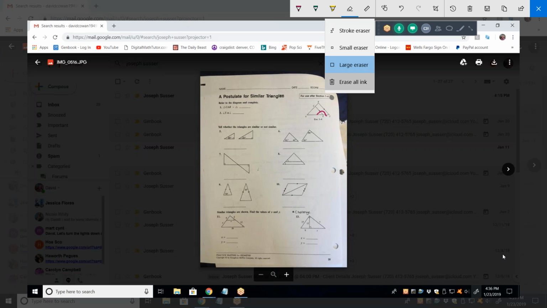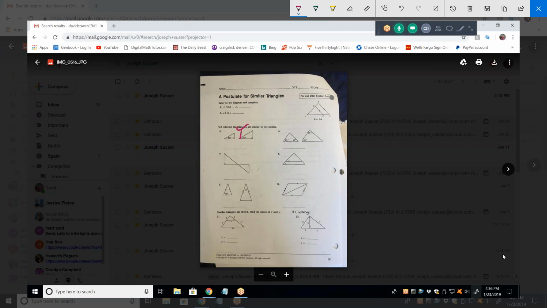Okay, let's look at the next one. Tell whether the triangles are similar or not. They have to be similar because of the two angles. If you have two angles the same, then you have the third one the same. So yes, for that one.